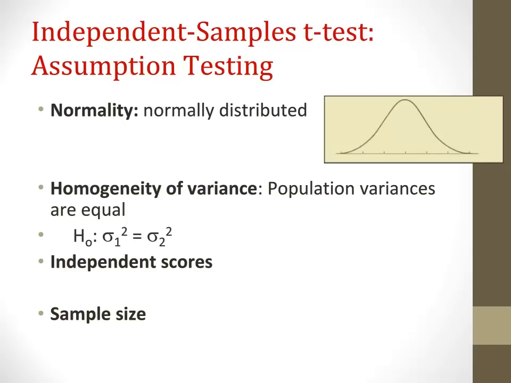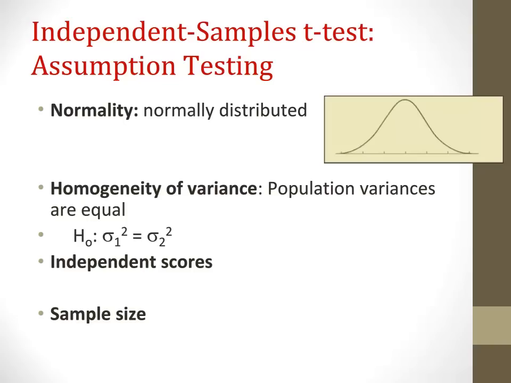Homogeneity of variance is usually tested using Levene's test for equality of variances. Again, a significance level larger than 0.05 indicates that equal variances can be assumed, and a significance value of less than 0.05 indicates that equal variance cannot be assumed and the assumption is not tenable. So what you're looking for here is a Levene significance level above 0.05 for this assumption to be tenable.